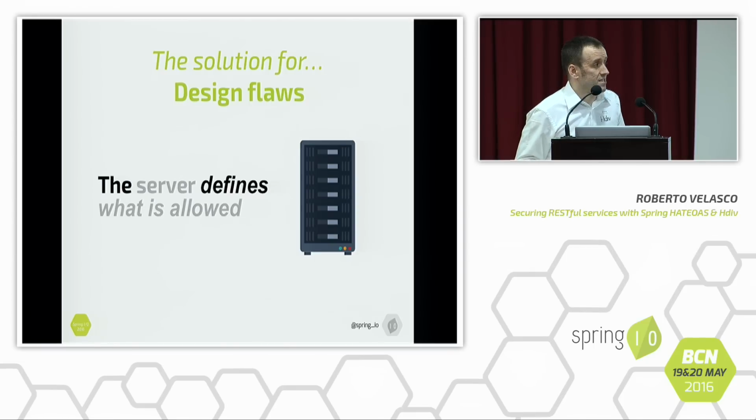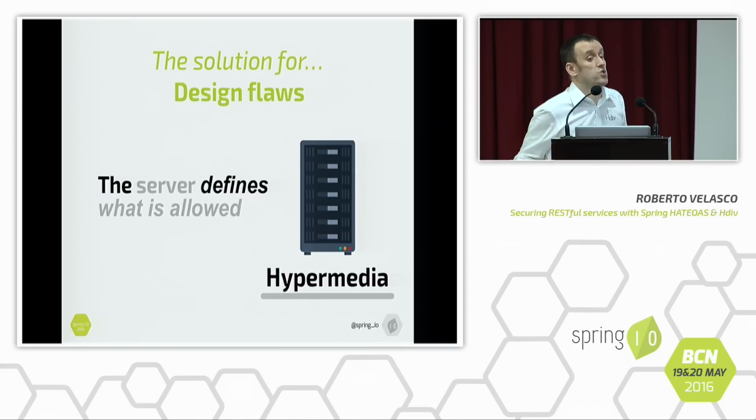So basically, in that case, we need a requirement: that the server has to define what is allowed. Within APIs, a possible solution is to use hypermedia for that. Probably, if you have read about hypermedia, you have read that it's a good solution to have a decoupled architecture. It's a good solution to discover the API because you can browse the API. But what about security?